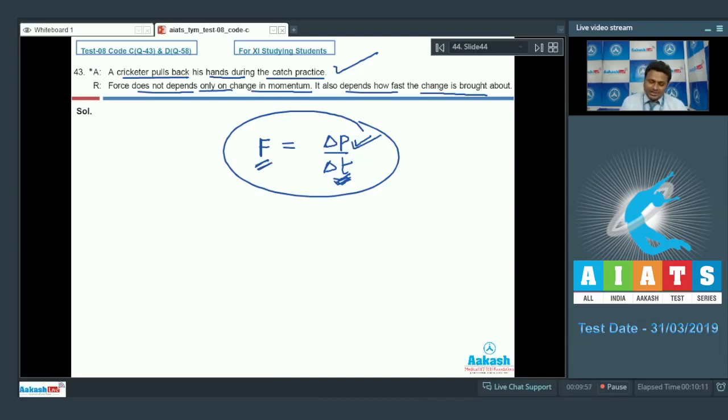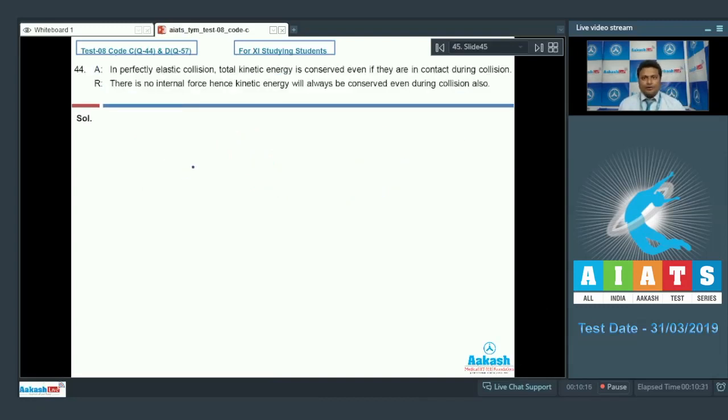So yes, assertion is true and reason is also the correct explanation for the assertion. So we will go with option number 1 here. Now let us move on to the next question, that is 44 number. So here is question number 44 everyone.